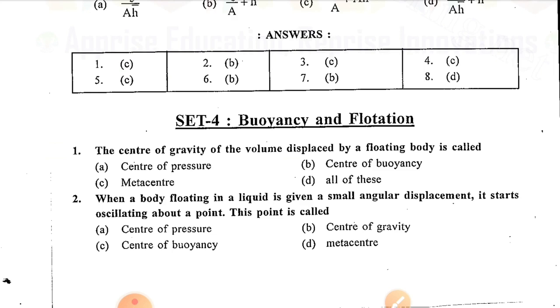Set number 4. Objective questions on buoyancy and flotation. Question number 1. The center of gravity of the volume displaced by a floating body is called. Option B is correct. Center of buoyancy.